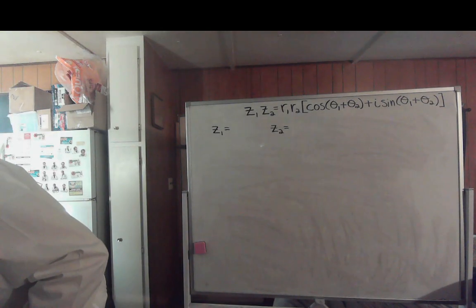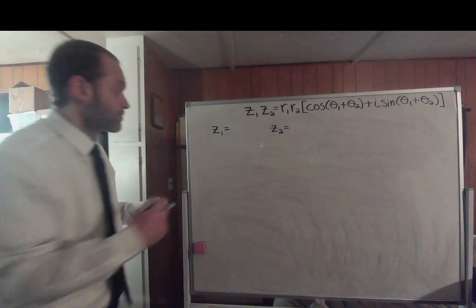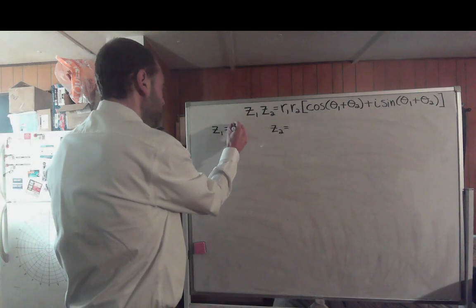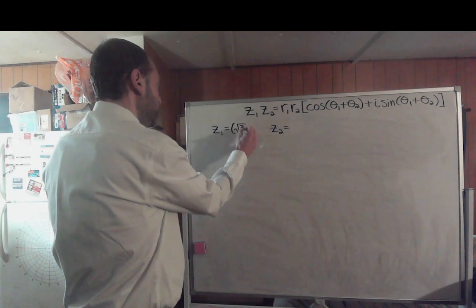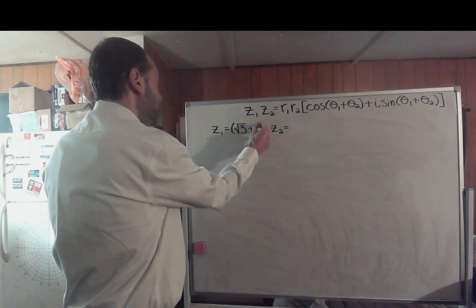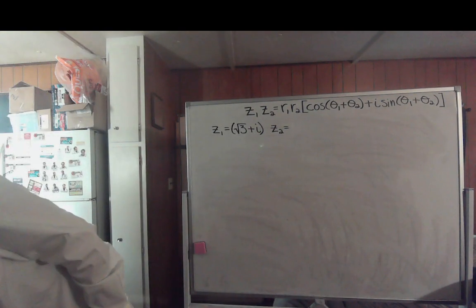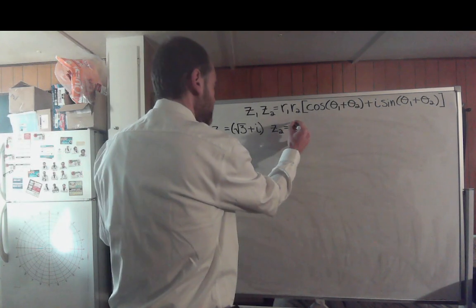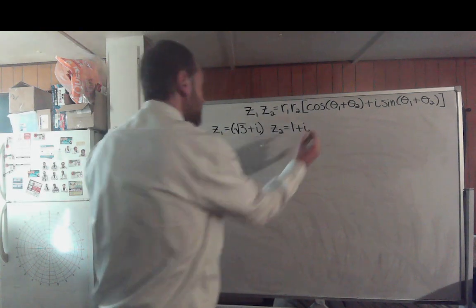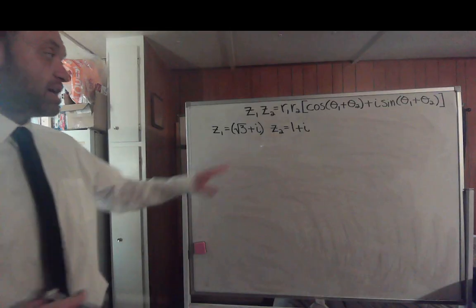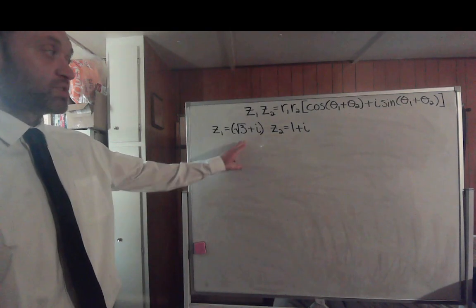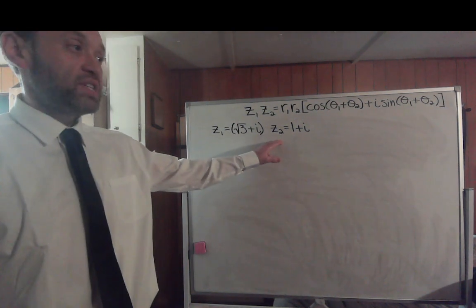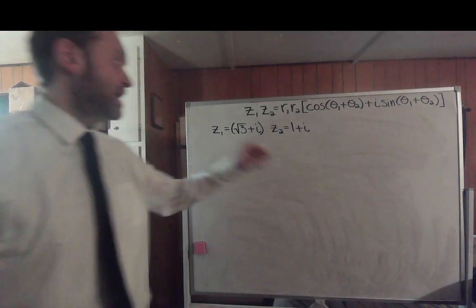Let's see. So let's do z sub 1 equals the square root of 3 plus i. z sub 2 is going to be equal to 1 plus i. Alright, so your first complex number, z sub 1, equals the square root of 3 plus i. Your second complex number, z sub 2, equals 1 plus i.